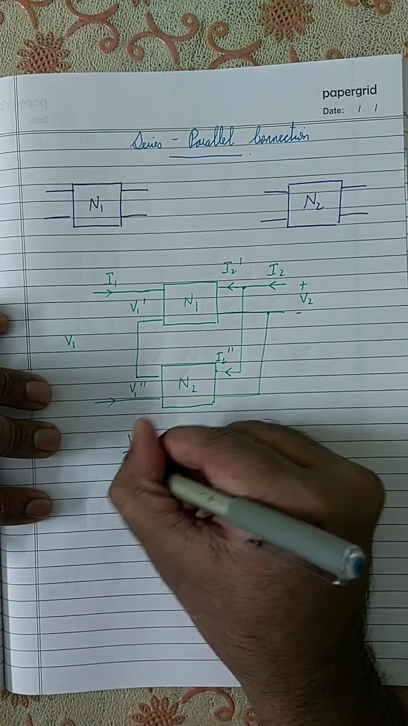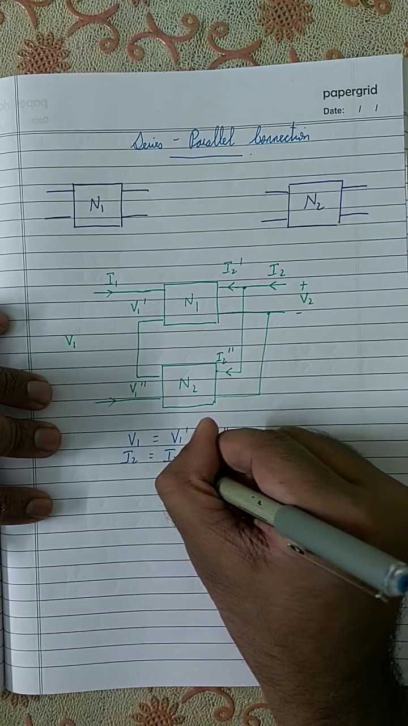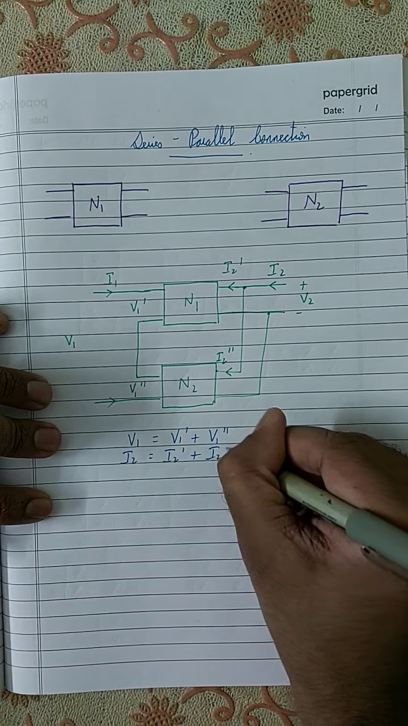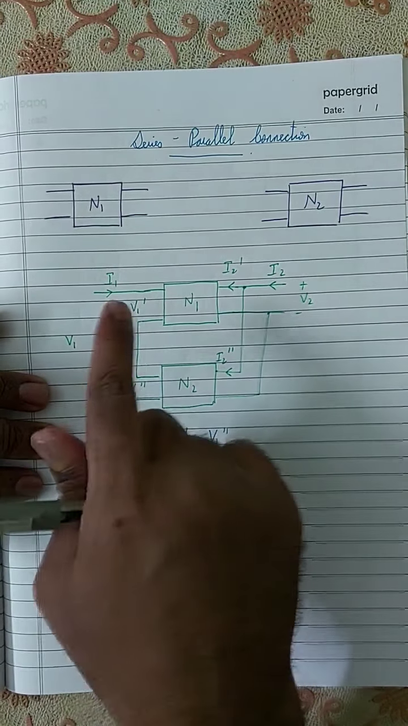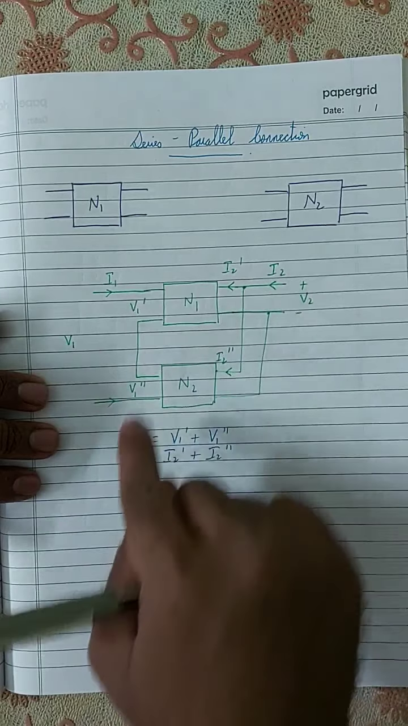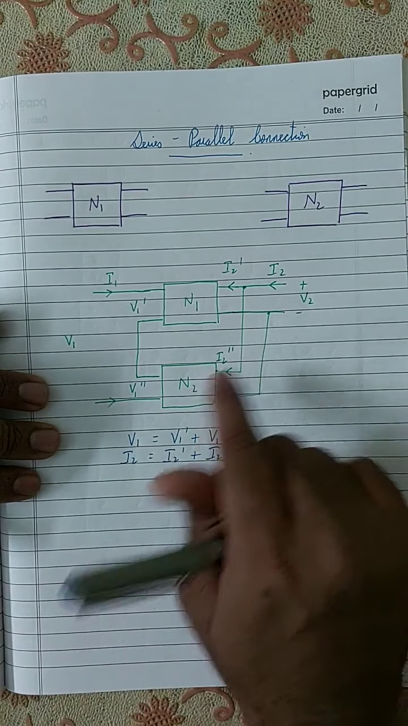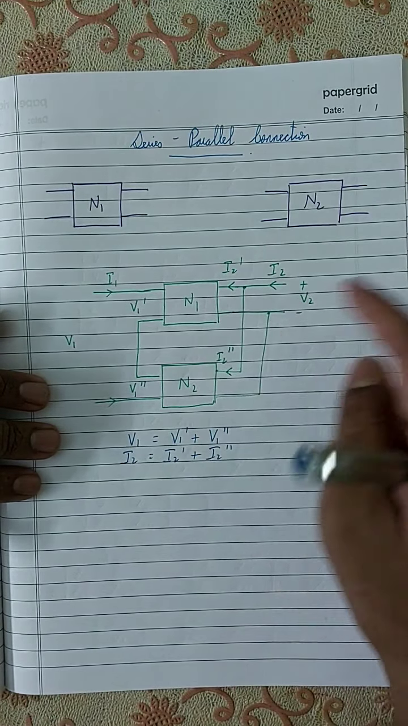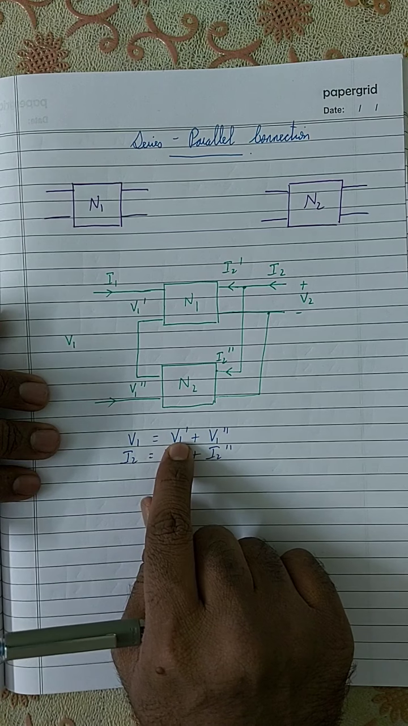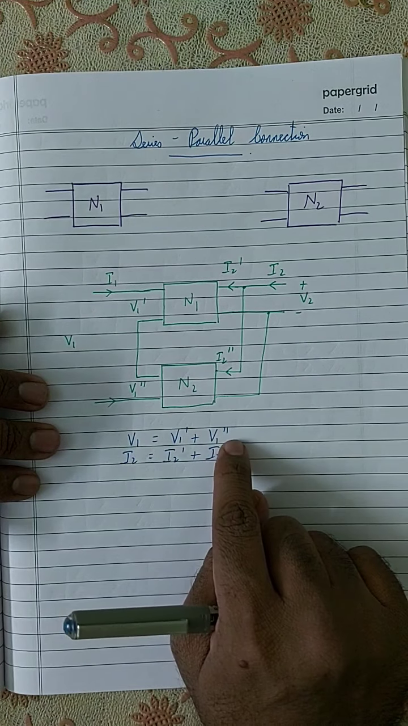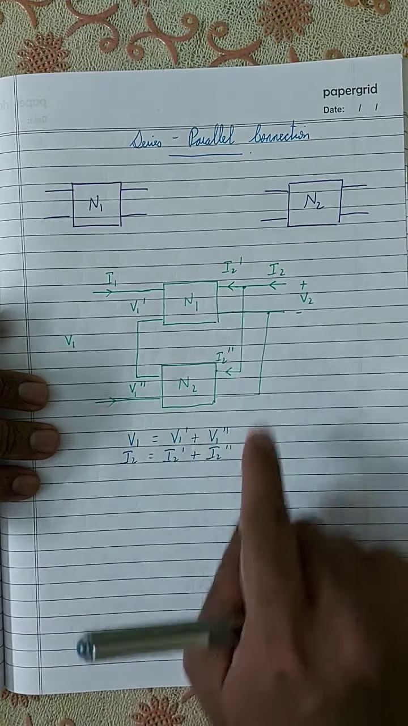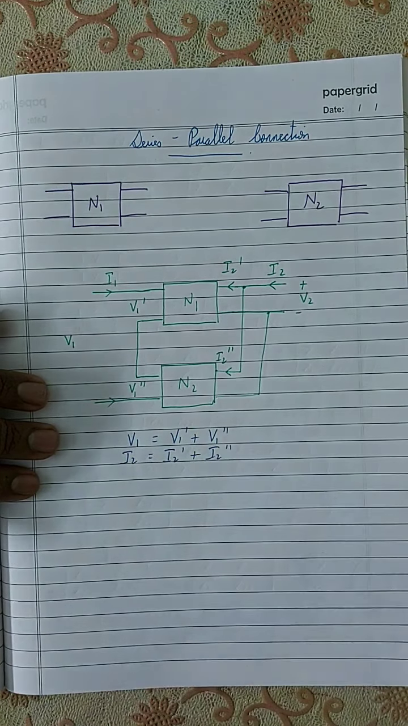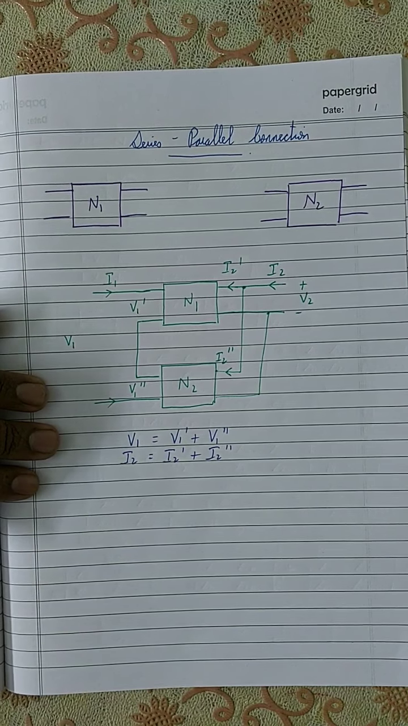At the output side we have I2 is equal to I2 dash plus I2 double dash, where V1 is the overall input voltage of the series parallel connected network, and I2 is the output current of the overall series parallel connected network. V1 dash is the input voltage of N1, V1 double dash is the input voltage of N2, I2 dash is the output current of N1, and I2 double dash is the output current of N2.